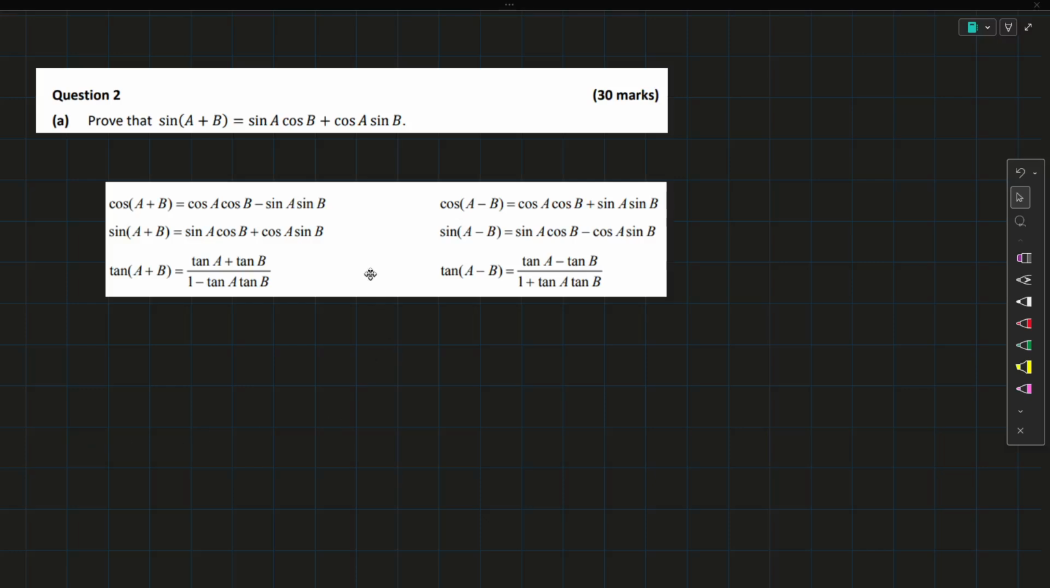This is 2023 paper 2 question 2. We're told to prove this identity. The way that the identities work is you prove this one using some trigonometry, and then the rest of them are built off of this one.